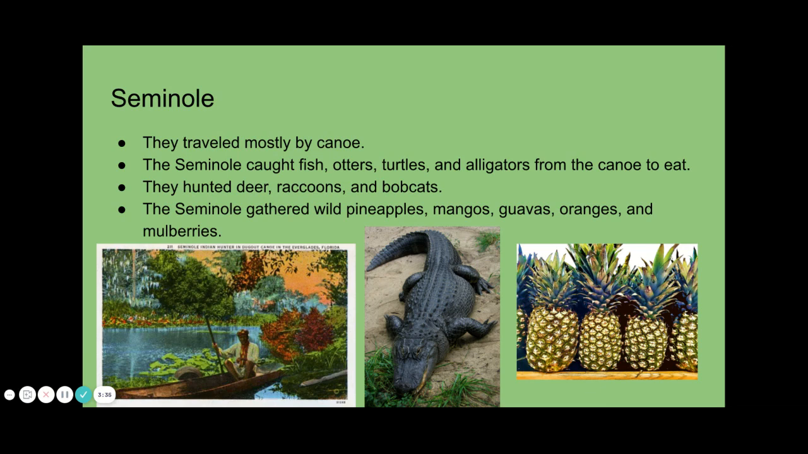They traveled mostly by canoe. They caught fish and otters and turtles and alligators from the canoe to eat. They hunted deer and raccoon and bobcats as well, which are just prominent animals in that area. They also gathered wild pineapples, mangoes, guavas, oranges, and mulberries.